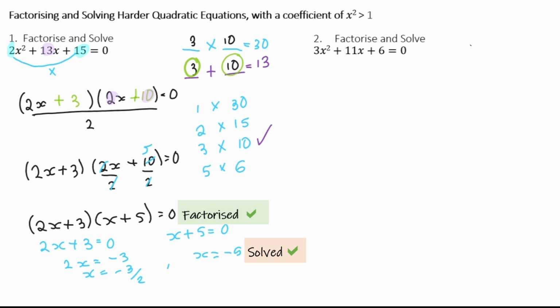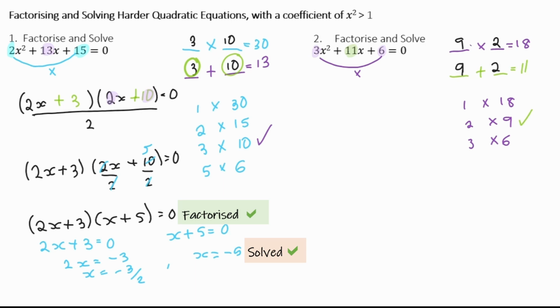For number 2, we would first have to multiply the coefficient of x squared, which is 3, with our number term, which is 6. So 3 times 6 gives us 18. And that means we are looking for two numbers which multiply to give us 18. Those same two numbers should then add to give us 11. So we now need to look for the factors of 18. So we've got 1 and 18, we've got 2 and 9, and we've got 3 and 6. The ones that add up to give us 11 are 2 and 9.